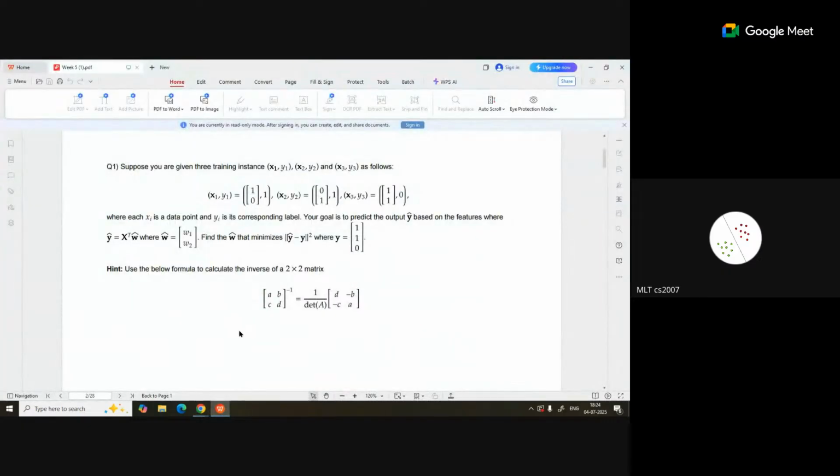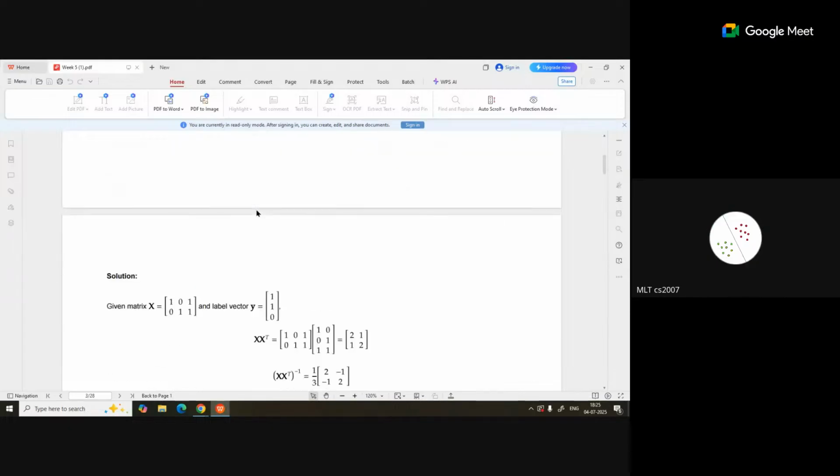This is the same problem. The answer to this problem is X X transpose inverse into X y. So what is X here? The matrix, right? It's 1 0 0 1 1 1. Is that fine? Yes, sir. That will be your 2 cross 3 matrix. That is your X matrix. Y is 1 1 0, and then X transpose will be the transpose of that.